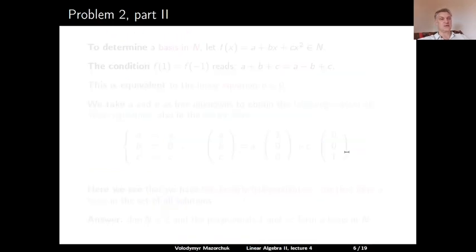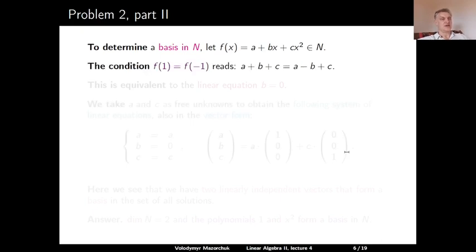So now let us determine a basis in N. Let f of x be an arbitrary polynomial in N, which we just write as a polynomial with unknown coefficients, a plus bx plus cx squared. So the condition f of 1 is equal to f of minus 1 applied to this polynomial reads as follows. If x is equal to 1, we get a plus b plus c. If x is equal to minus 1, we get a minus b plus c. So a plus b plus c should be equal to a minus b plus c.